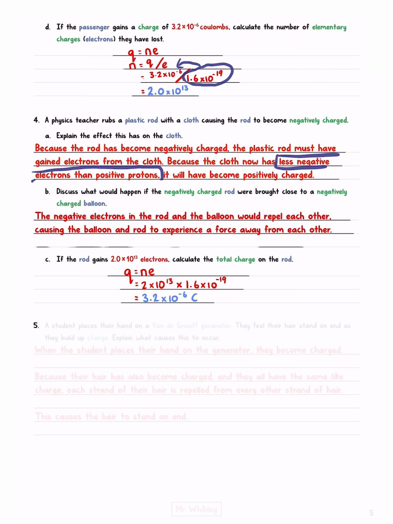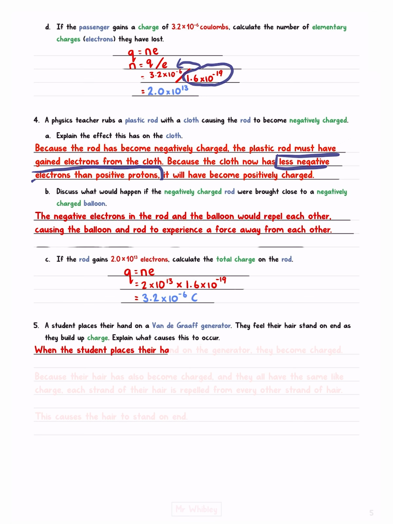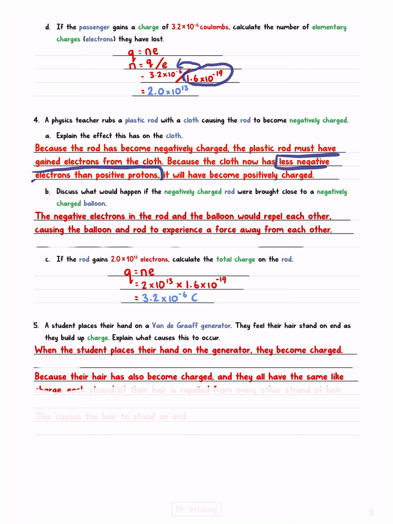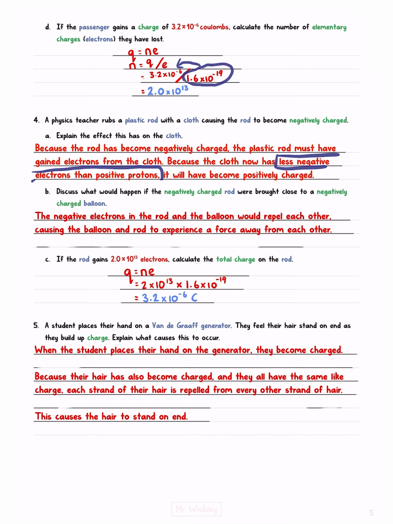Question 5. A student places their hand on a Van de Graaff generator. They feel their hair stand on end as they build up charge. Explain what causes this to occur. When the student places their hand on the generator, they become charged. Because their hair has also become charged, and they all have the same charge, each strand of hair is repelled from every other strand of hair. This causes the hair to stand on end.